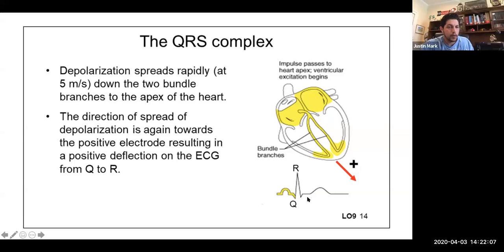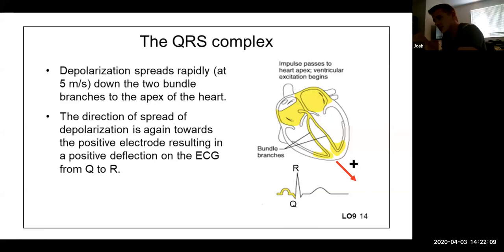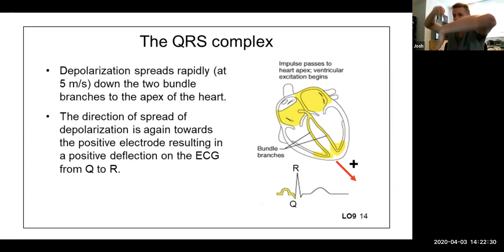A slight deviation though, towards the left or the right, let's say to the right of the heart, that vector would still have a positive direction with lead 2. The vector's pointing maybe down this way, but in lead 2, which is right here, they share a vector, whereas lead 1 might be in the negative direction. You know what I mean?